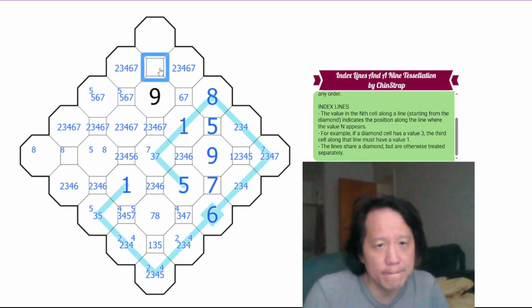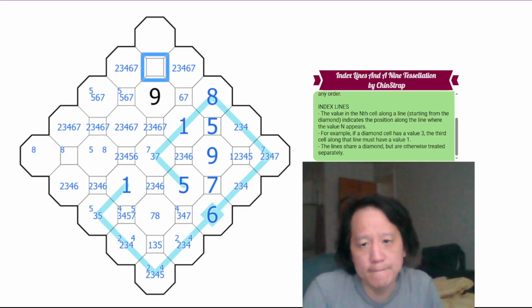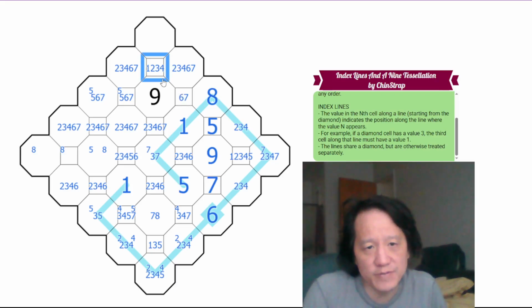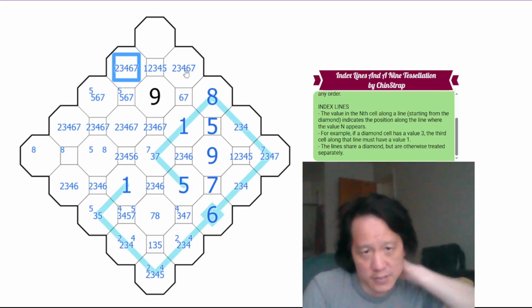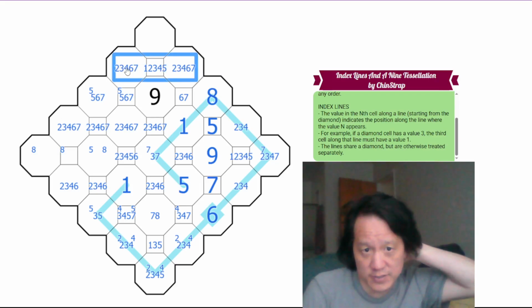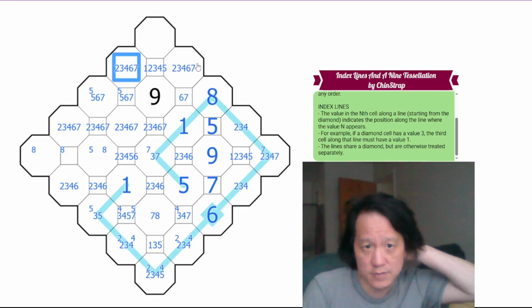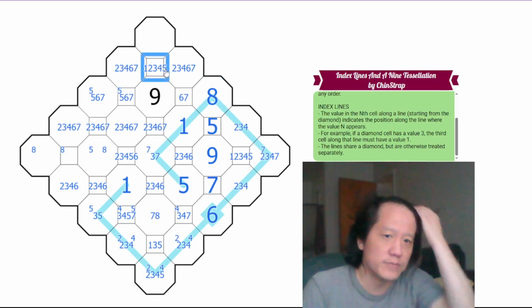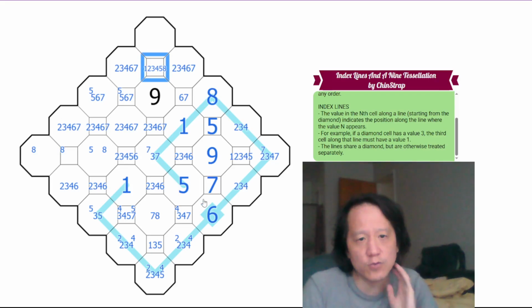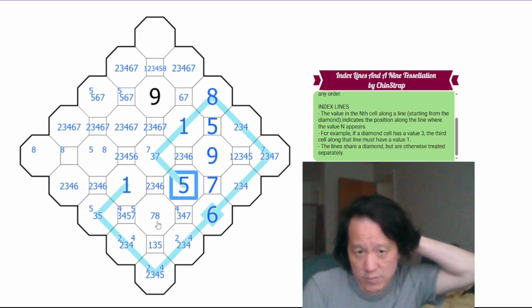This cell can be 1, 2, 3, 4. It could be 5 if this is 4 and 6. It cannot be 6, though, because that would have to be 6, 7, and 8, or 5, 6, 7, but neither of these could be 5 or 8. So this could be 1, 2, 3, 4, 5, or 8 here. Interesting.